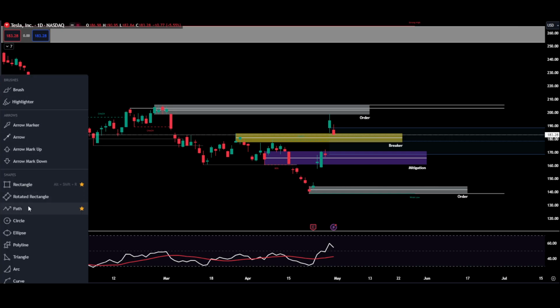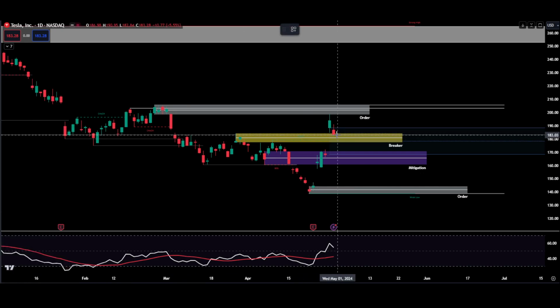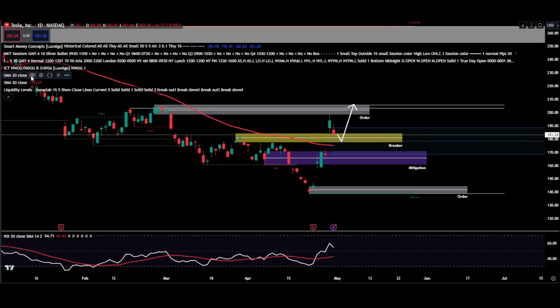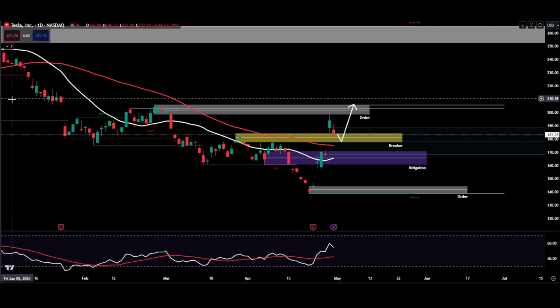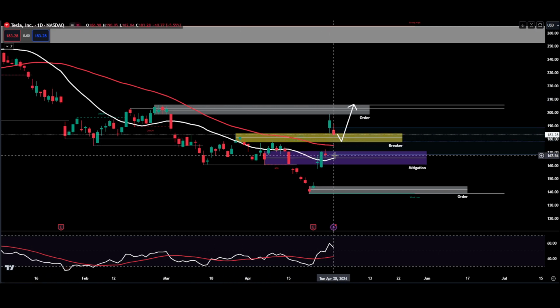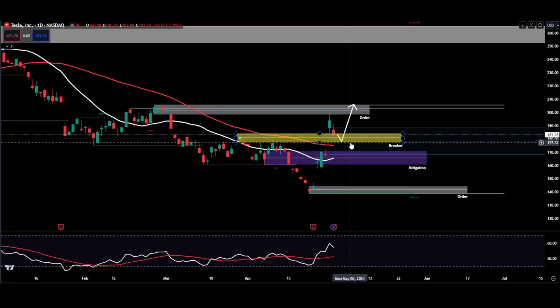I'll show you what I mean if we use the path tool, right? Let's say we continue to melt down a little bit tomorrow. Maybe we wick all the way down to fill that gap and we remain open in this breaker block. What I'd be looking for then is for price to make that run up to 205. If we put on our moving averages, we can see that right around that same level we've got our 50 period, and our 20 period is starting to curl up.